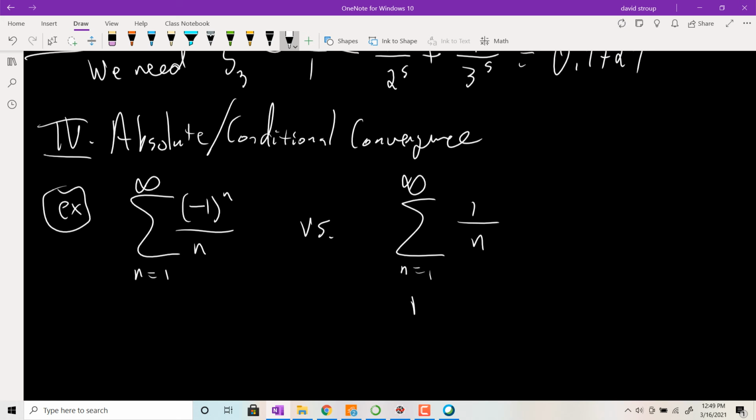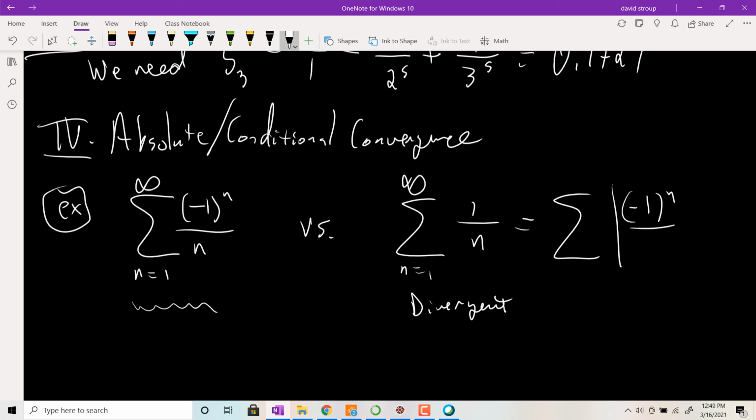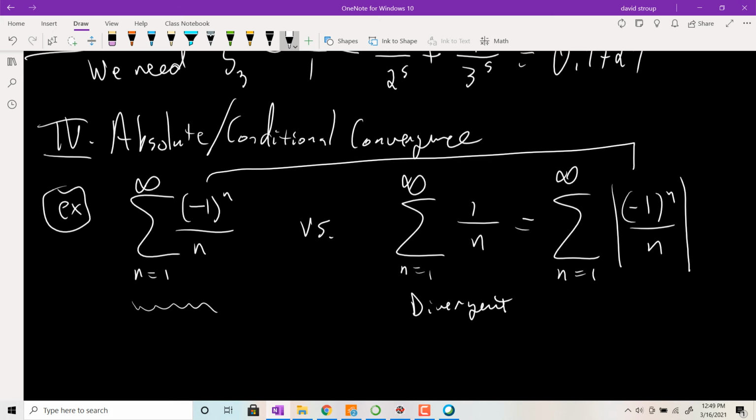Okay, we know this guy is divergent. We know the harmonic series is divergent. What about this other guy? Is this guy divergent? And then notice the relationship between these two. This is actually just equal to the sum of the absolute values of the terms of the alternating harmonic series. Okay? So there's this kind of relationship. If you take the absolute value, you get this, and then you get this.